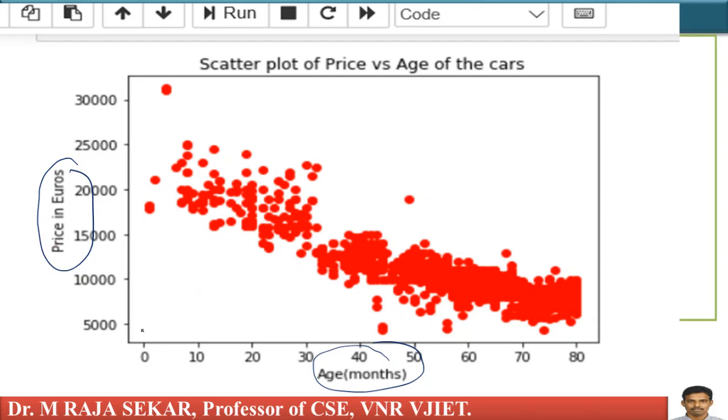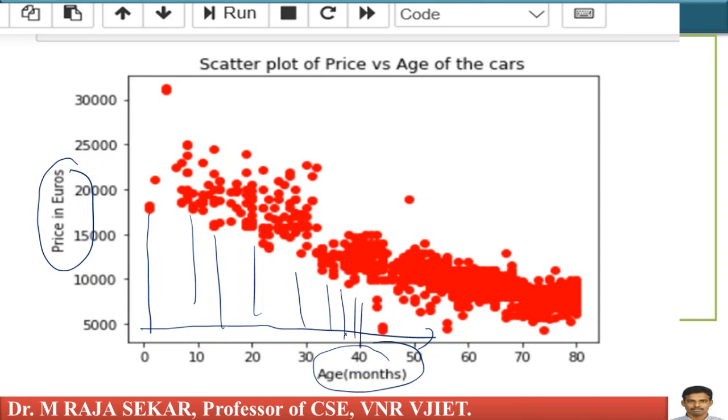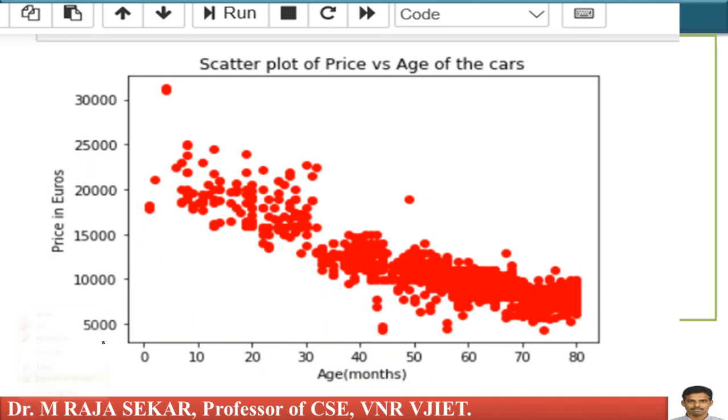This is age. As age is increasing, just see the height. This is the height. Is the height not decreasing? Just see. Therefore, what does it mean? As age is increasing, your price is decreasing. It means as the car's age is increasing, the price of the car is decreasing, isn't it?